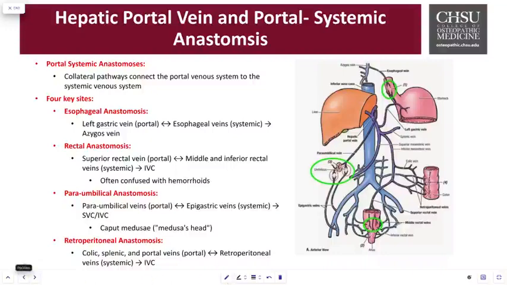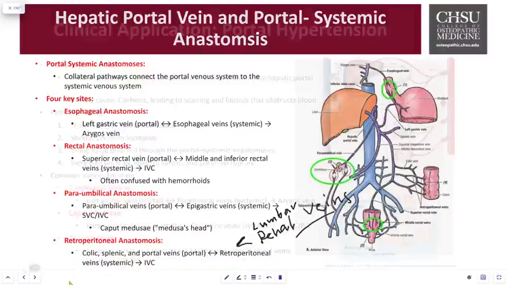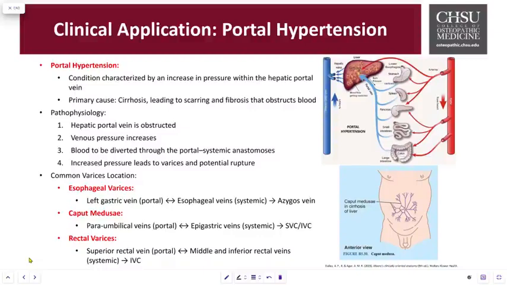So usually the retroperitoneal veins refer to the lumbar and the renal veins. These two. Again, this is a snapshot of what portal hypertension is. This is a condition characterized by increased pressure within the hepatic portal vein, and this is primarily caused by cirrhosis, or scarring of the liver. The pathophysiology is as follows.